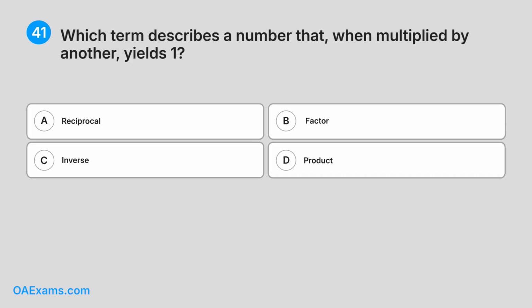41. Which term describes a number that, when multiplied by another, yields 1? A. Reciprocal. B. Factor. C. Inverse. D. Product. What do you think is the answer?